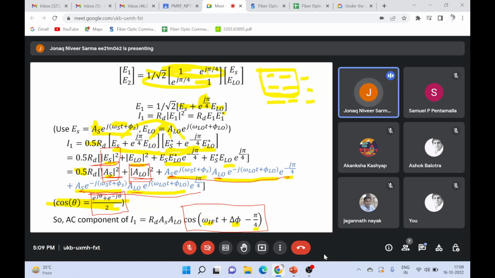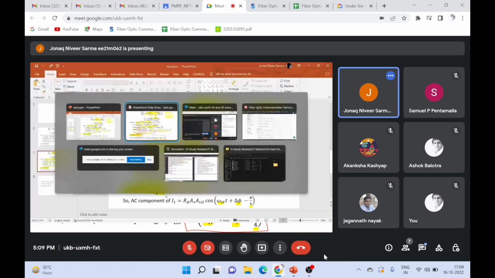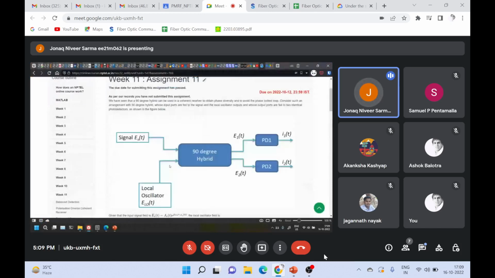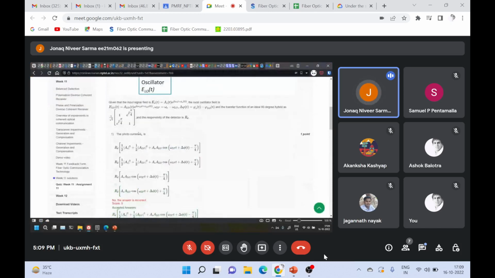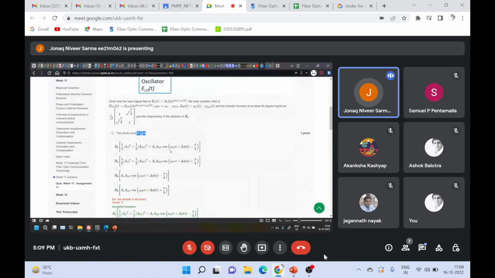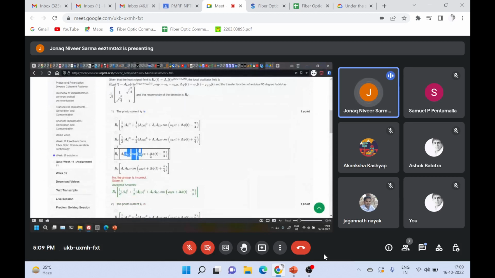So when the assignment asks for photocurrent I1, the answer is not just this RD term. It also contains these two constant terms, right? The DC terms, A square plus ALO square, that I completely ignored. So that is how the mistake was made.